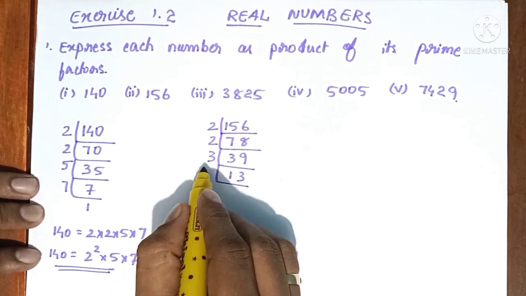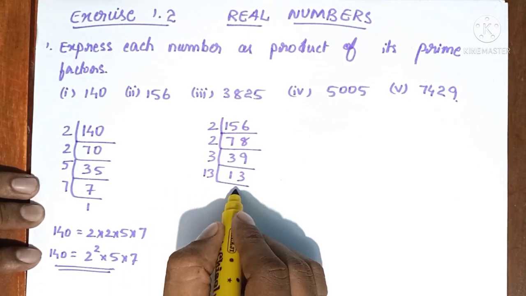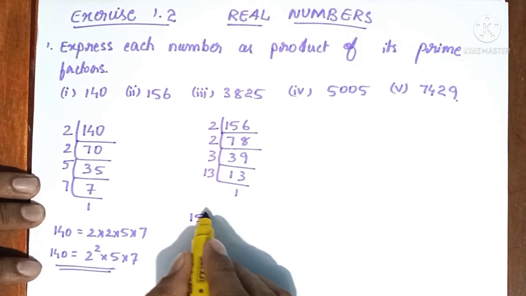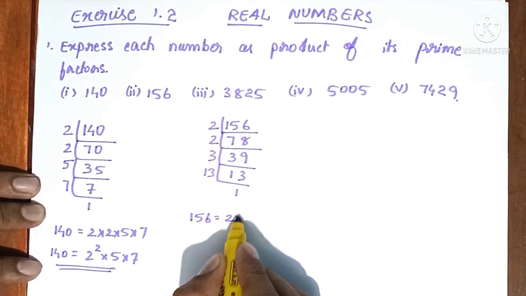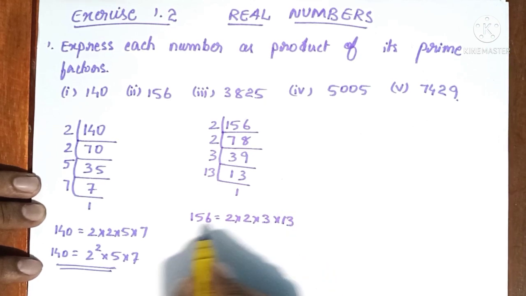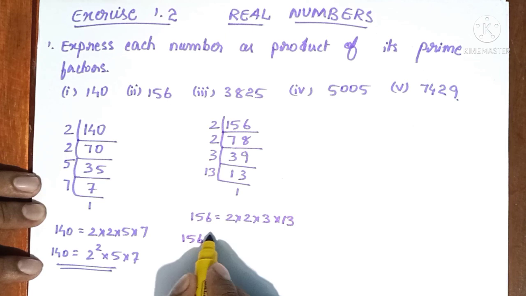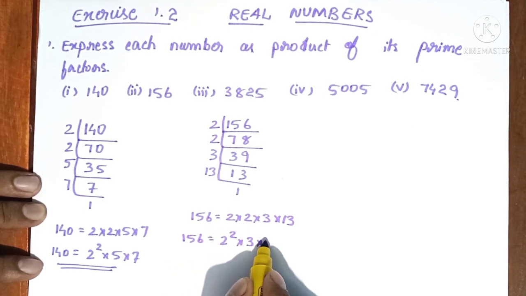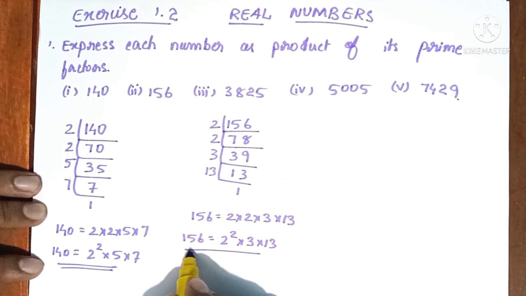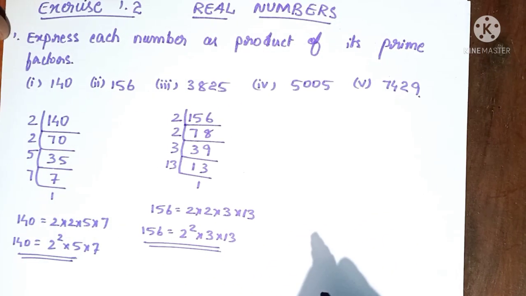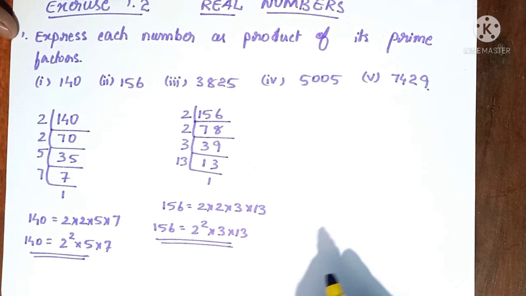Anything more we can do? 13. Since 13 is a prime number, that's all. So we can write 156 is equal to 2 into 2 into 3 into 13. So we can write 156 is equal to 2 square into 3 into 13. So this is our solution. Okay, let's see the next question.